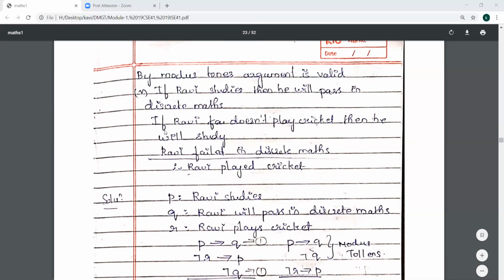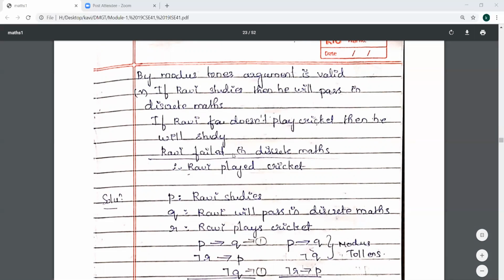Then see the second sentence. If Ravi does not play cricket, here play cricket is R, but here not is used, so you need to take the negation of this proposition R. So negation R implies P. What does it mean? If Ravi does not play cricket, then he will study. That is P. So negation R implies P is the symbolic form of the second sentence.